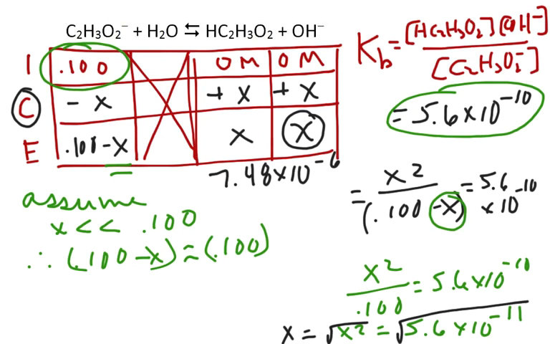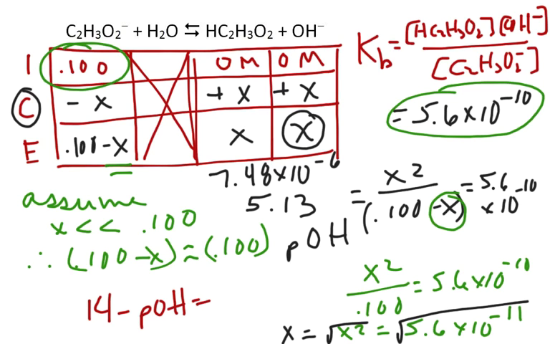Now that I know that, I want to find the negative log of that number, which turns out to be 5.13. And I tell myself, okay, what that really is, is the pOH. And my answer I'm going to get is by taking 14 minus the pOH to get my pH. And when you do that, I get an answer of 8.87. And this is a little messy, but you can find that that's the pH of my solution.